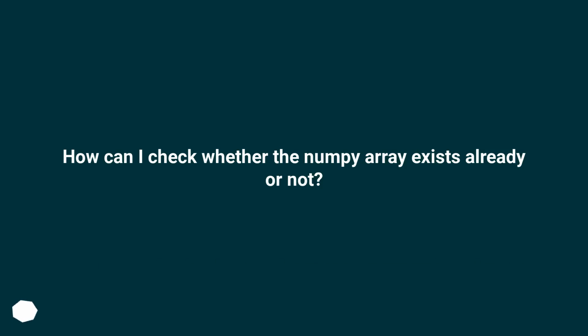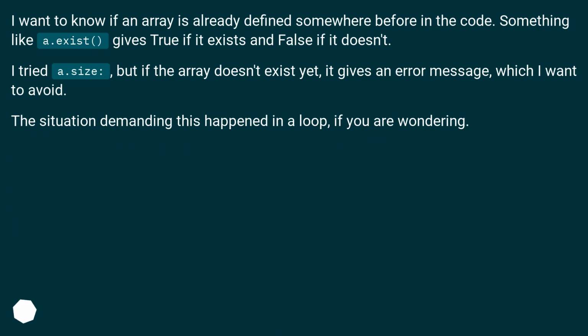How can I check whether the numpy array exists already or not? I want to know if an array is already defined somewhere before in the code. Something like a.exists, which gives true if it exists and false if it doesn't. I tried a.size, but if the array doesn't exist yet, it gives an error message, which I want to avoid. The situation demanding this happened in a loop, if you are wondering.